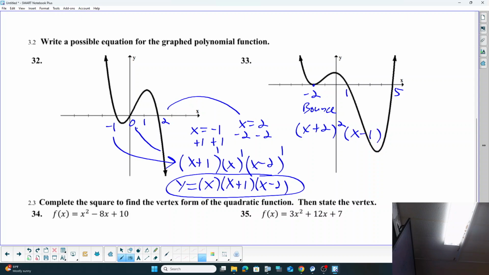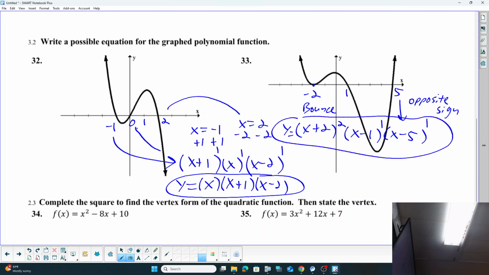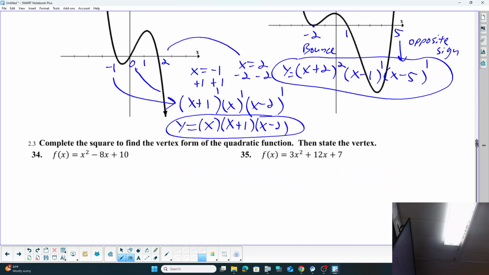So -1 is probably going to be odd. And opposite sign number. Remember, it's opposite sign to put it back into factored form. So there's our equation. Y equals boom. How many times can I say boom in one video?